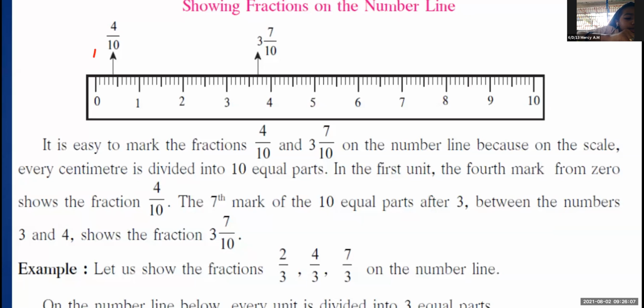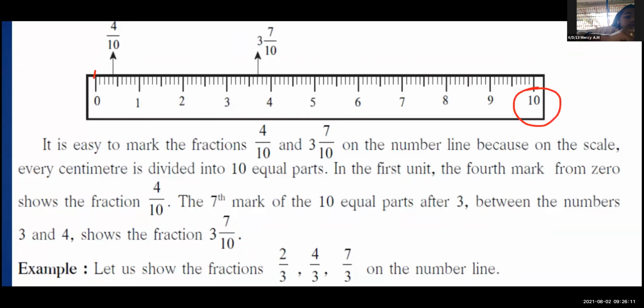Why 4 upon 10? Because the last number is 10. In a scale, the last number is 10. A small line. You can see the arrow over here. It is on the fourth line. 1, 2, 3, 4. Which line is this arrow on? On the fourth line. So what will you write? You will write 4 upon 10. Fraction, how are you going to write? 4 upon 10.